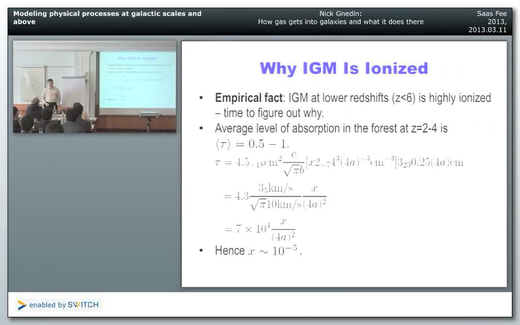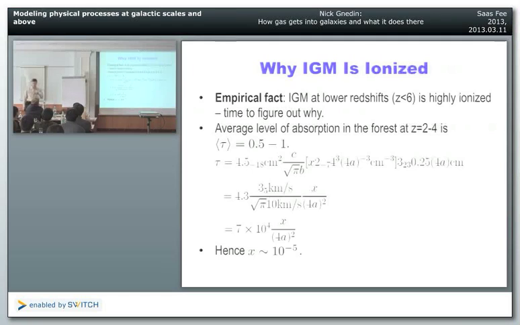So if the universe was neutral at redshift 3, you would see not a single photon in those spectra. It would be an optical depth of 10 to the 5, and nothing gets through. That's like looking through a wall. So the fact that we actually see transmitted flux, and that tau is that low, means that x has to be of order 10 to the minus 5.